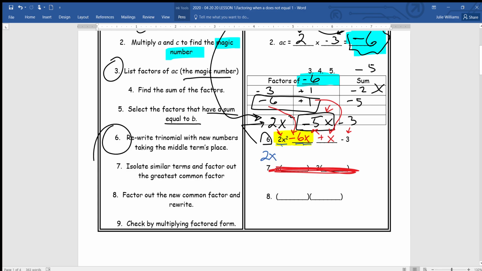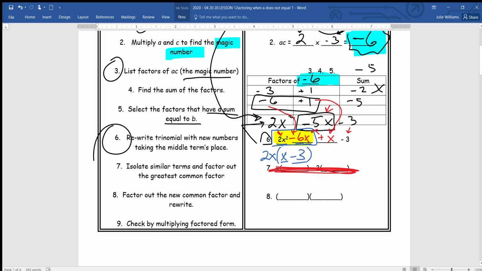Okay, so this becomes, just looking at those two terms, 2x times something equals 2x squared. So I need to put an x here. And then 2x times something equals negative 6x, so negative 3. Okay, now we're going to look, oh, that went away, didn't it?